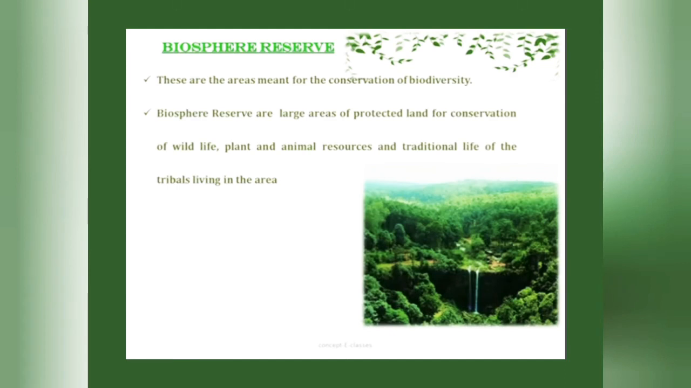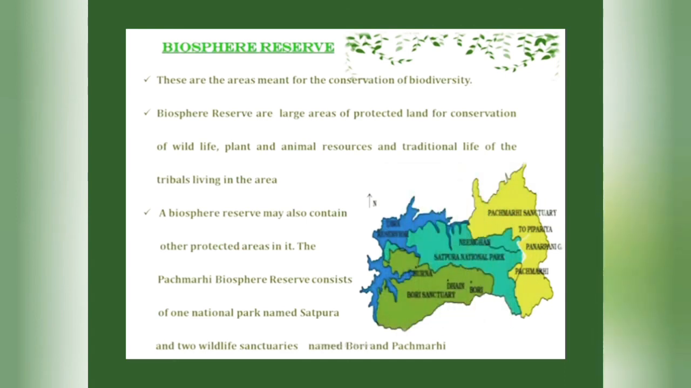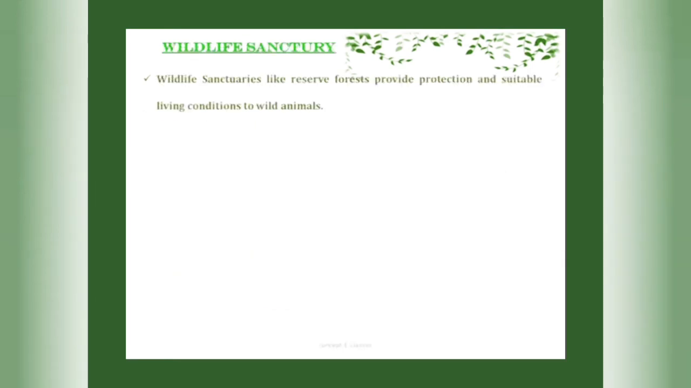So this is an example of a biosphere reserve. This is the Pachmarhi Biosphere Reserve, and a biosphere reserve may also contain other protected areas in it. This Pachmarhi Biosphere Reserve consists of one national park named Satpura and two wildlife sanctuaries named Bori and Pachmarhi. So a biosphere reserve is a protected area meant for the conservation of biodiversity, and it contains other protected areas as well. So now let's see what is a wildlife sanctuary.